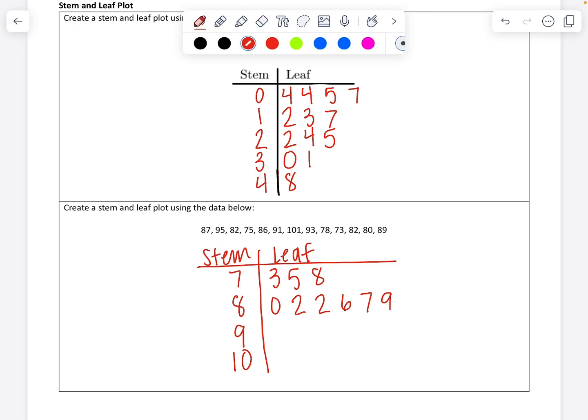Now we're going to do the 90s. So you have 95, 91, 93, and that should be it. So I'm going to put a 1, a 3, and a 5. And then lastly, we do the hundreds, and it should just be the 101. So I'm just going to put a 1 there. I'm going to cross them off, make sure I got all of them.